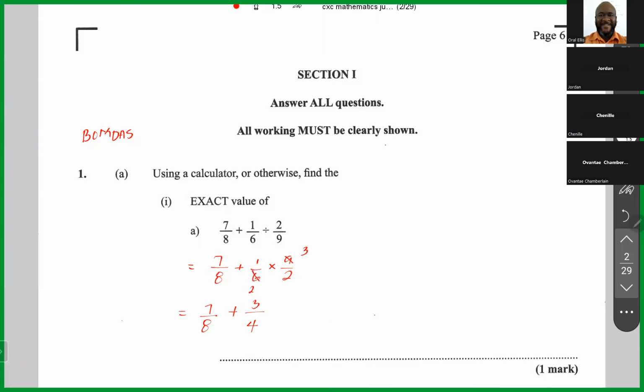Now, if I'm adding fractions and the denominators are different, I'm going to find the LCM. The LCM here is 8. So 8 goes into 8 one time, 1 times 7 is 7, plus 4 into 8 is 2, 2 times 3 is 6. So my final answer is 13/8.